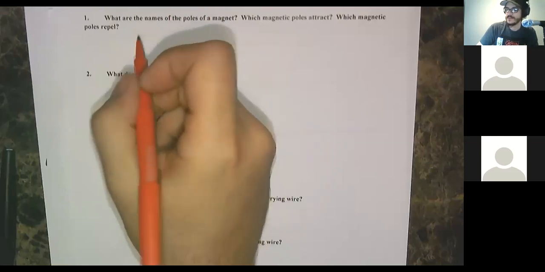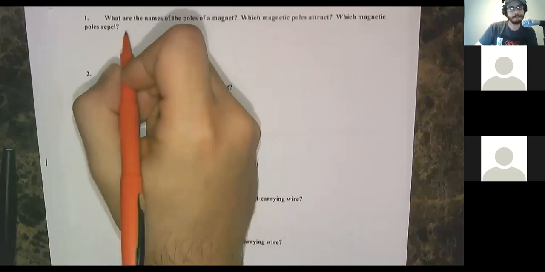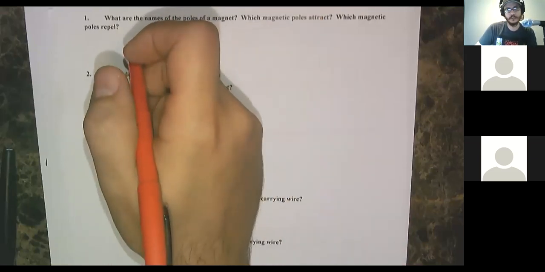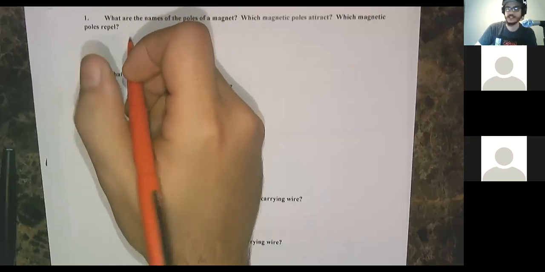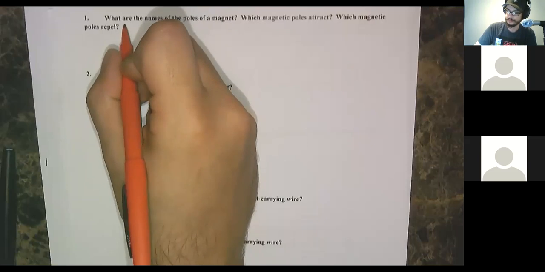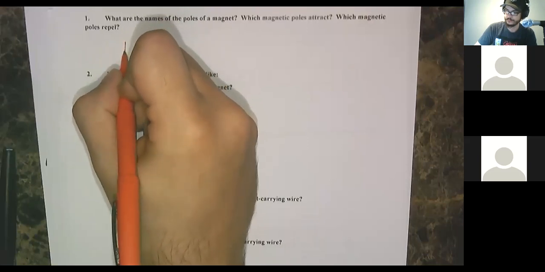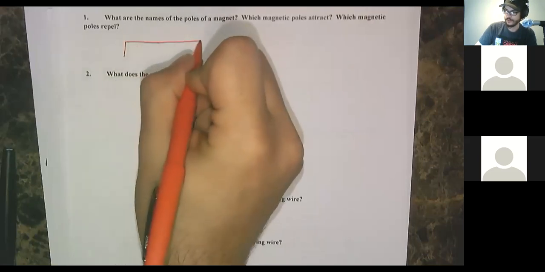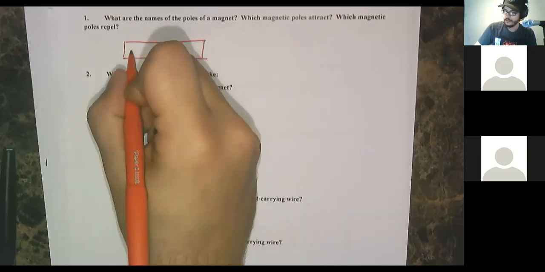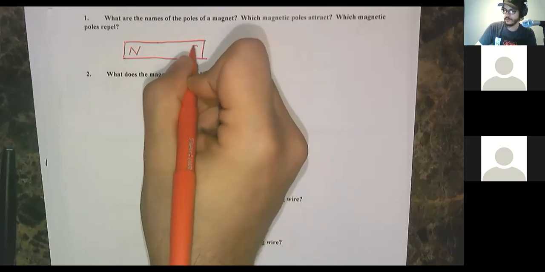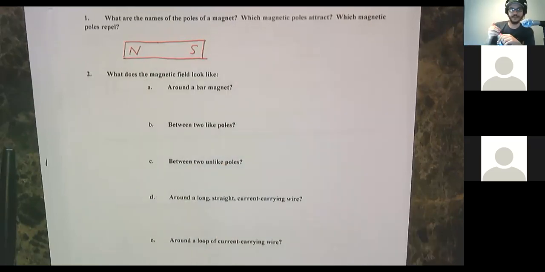What are the names of the poles of a magnet? There's two kinds of poles, one on either end of your average magnet. What are the two poles called? North and south. So you have a north pole and a south pole.